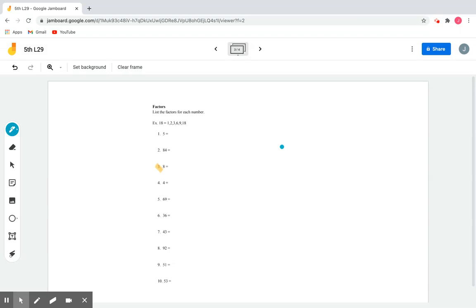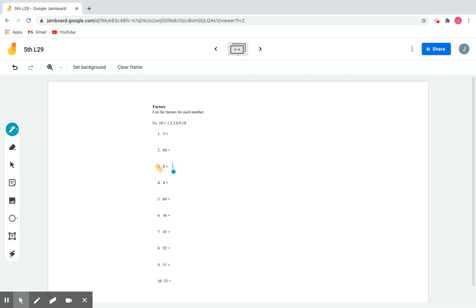And then the next one is factors. So we should list the factors for each number. The factor should divide into the number evenly. So let's list the numbers. Let's try each one. So we're going to work on number 3. So we have 8 here.